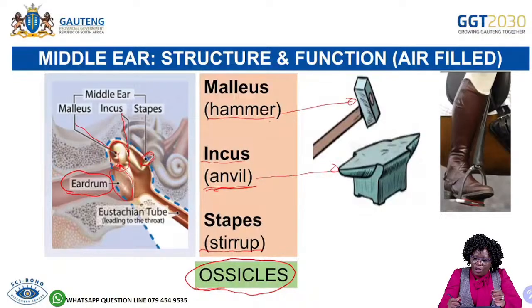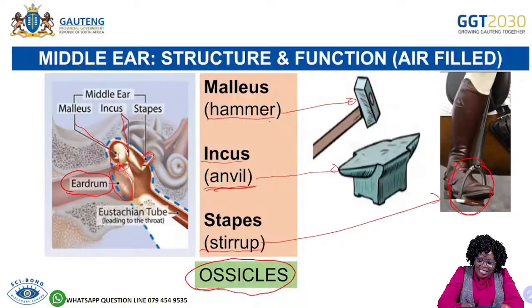And then look at this. Somebody is wearing a boot. I suppose it's winter, but just check this out. Check the shape here, where the boot is, the foot is. You can see this is basically representing the shape of the stirrup. You know, as you tap on the stirrup, and that is the stapes. Don't forget, we are only looking at malleus, incus, and stapes. And overall name, ossicles.